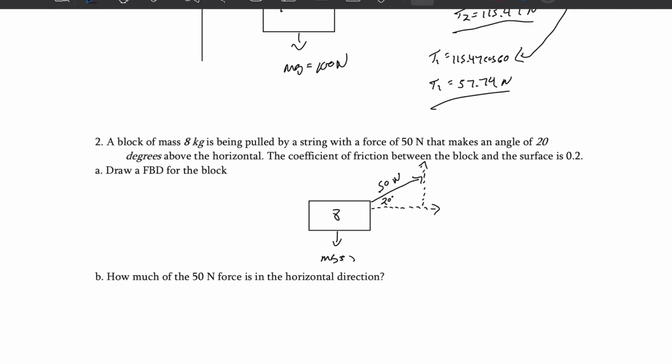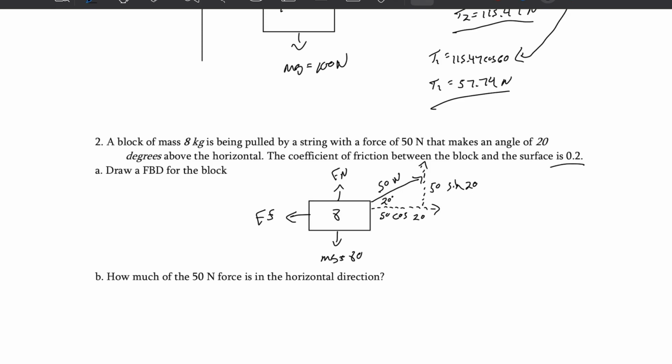Horizontally, that is the adjacent to the angle. So that would be 50 cosine of 20. Vertical is on the opposite side, 50 sine 20. Since the mass is 8, we know that mg, or the force of gravity, would be 80. Kind of broken things down into where we can see it. Force of friction would be to the left, force normal up. This is a block on the ground.